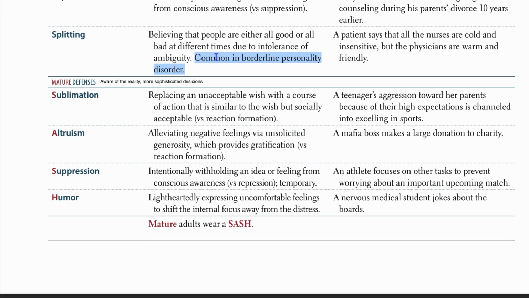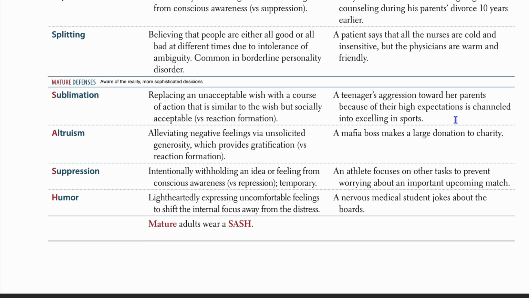So they could give you an example of splitting and ask you what disorder this is. It could be borderline personality disorder. Okay. Mature defenses. They're aware of the reality and choose a more sophisticated way to deal with it. So sublimation. A teenager's aggression towards her parents, because of their high expectations, is channeled into excelling in sports. So replacing an unacceptable wish with a course of action that is similar to the wish but socially acceptable, versus overcompensating for that feeling, like reaction formation.